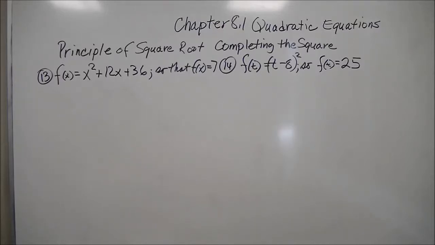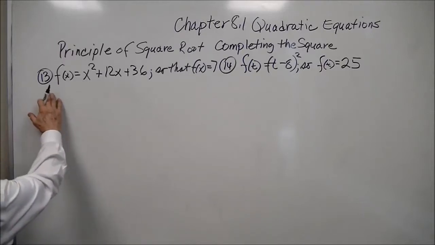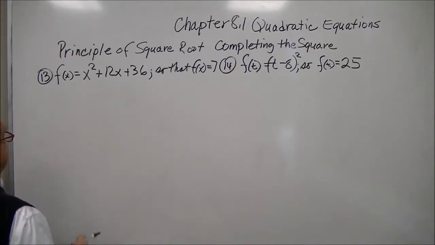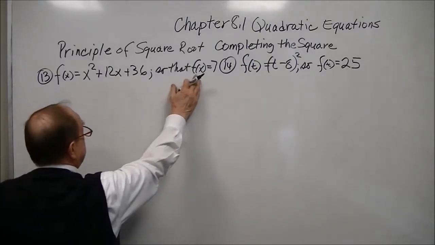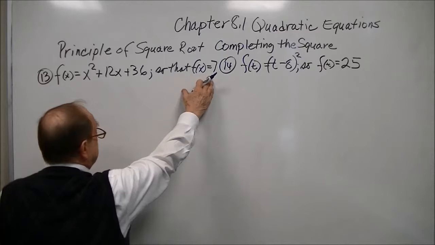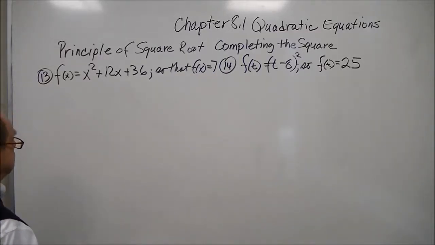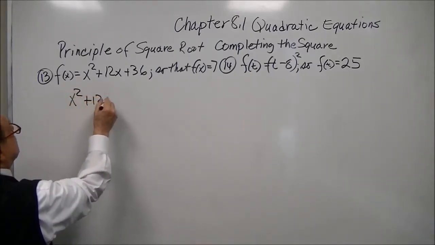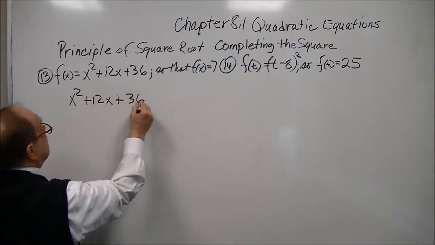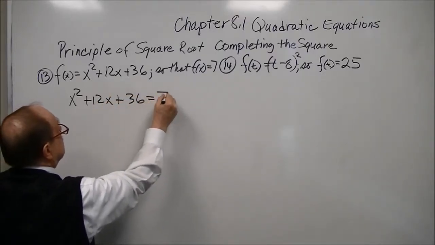Now as we move on, we're going to be giving you some theory as well as strategy. Here we're dealing with function notation. And they say the function of x is this, and then what would x be so that the function of x would equal 7? Well, let's write it out. x squared plus 12x plus 36 equals 7.